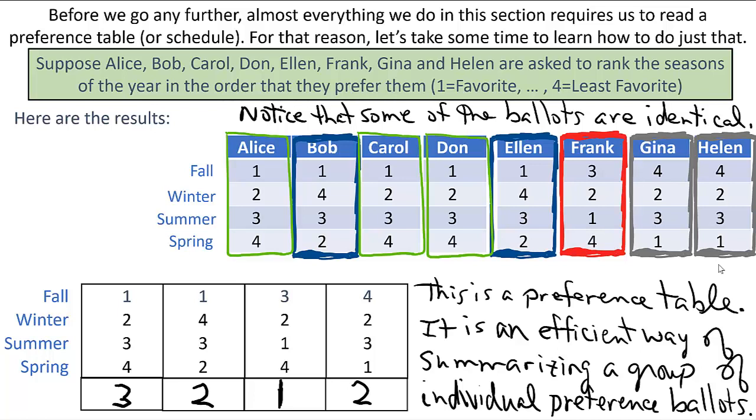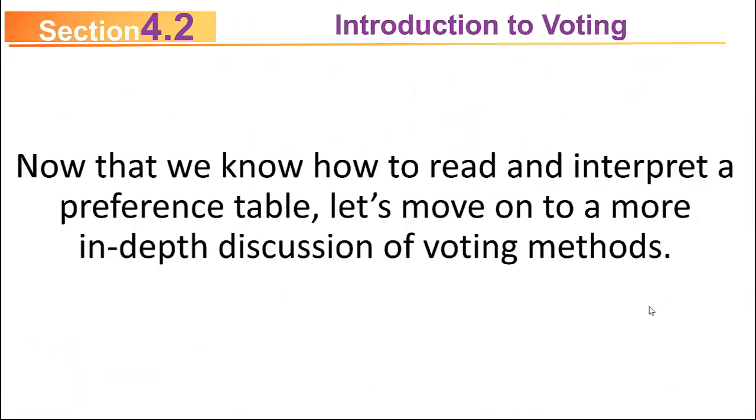It is an efficient way of summarizing a group of individual preference ballots, and it just makes it easier to look at the results in a more succinct form rather than looking at each individual ballot. And we'll be doing a lot of these preference tables, so it's good for you to understand where they came from. Now that we know how to read and interpret a preference table, let's move on to a more in-depth discussion of voting methods.